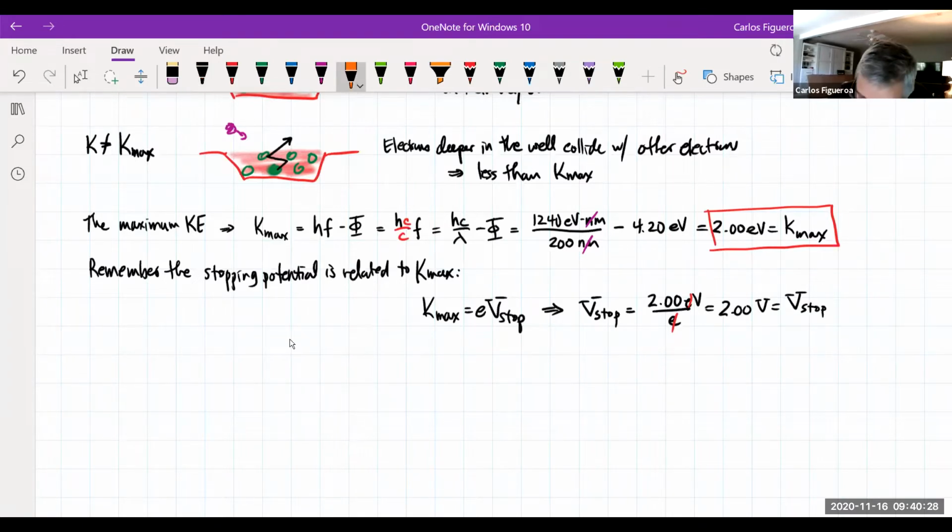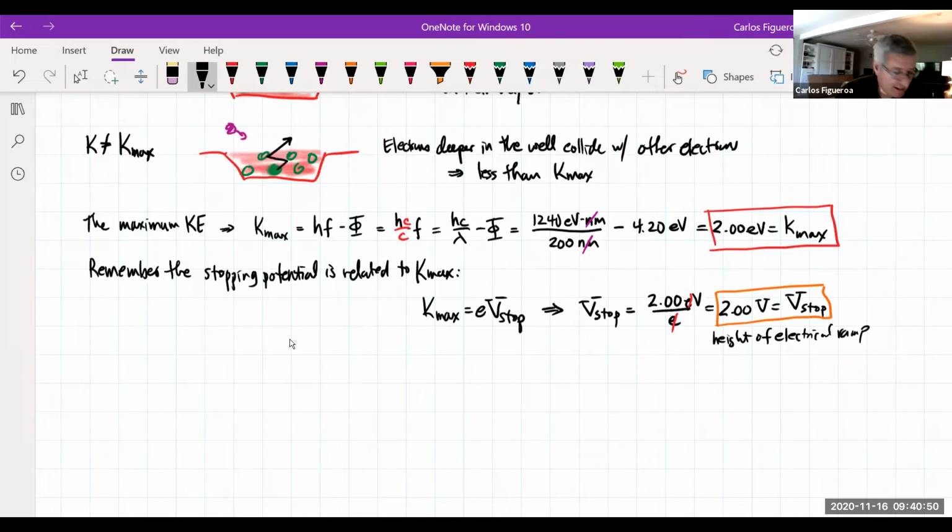So there's 2 ways that I can look at that. I can look at it in terms of Kmax or V stop here. And again, what is this? This is the height of the electrical ramp. It's a little bit more, but I think that's the important thing.